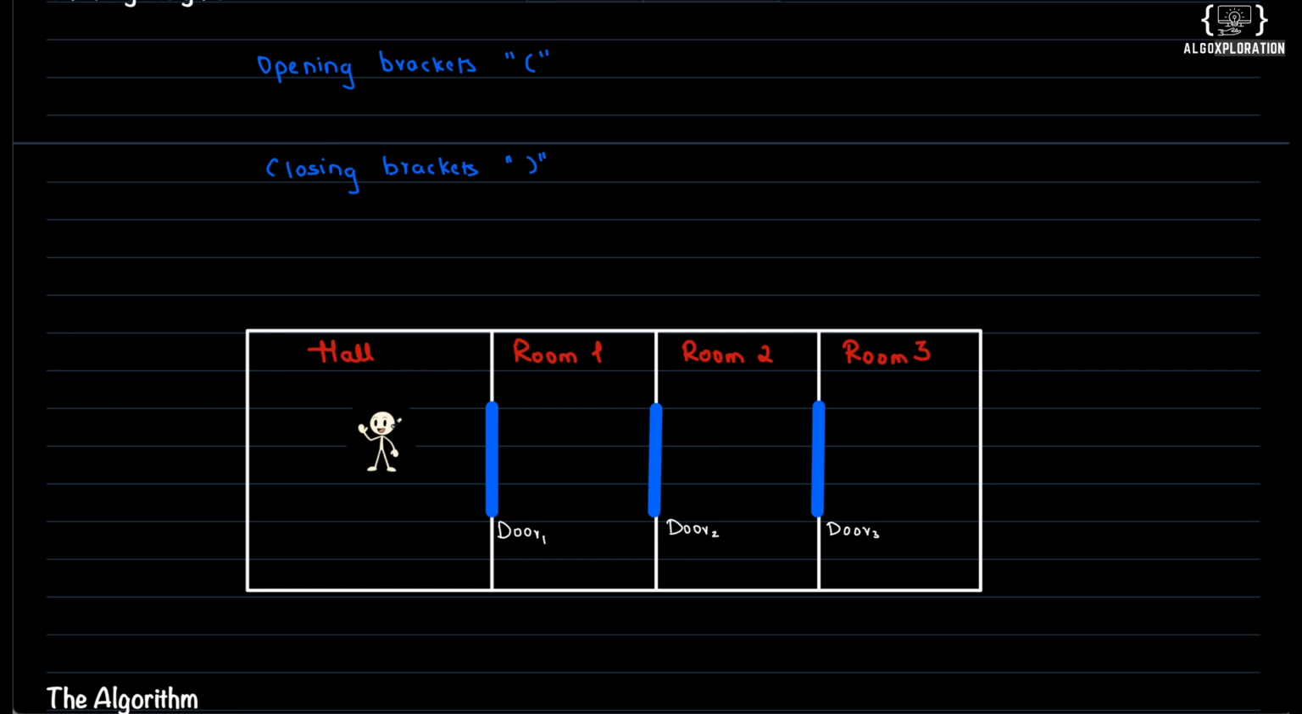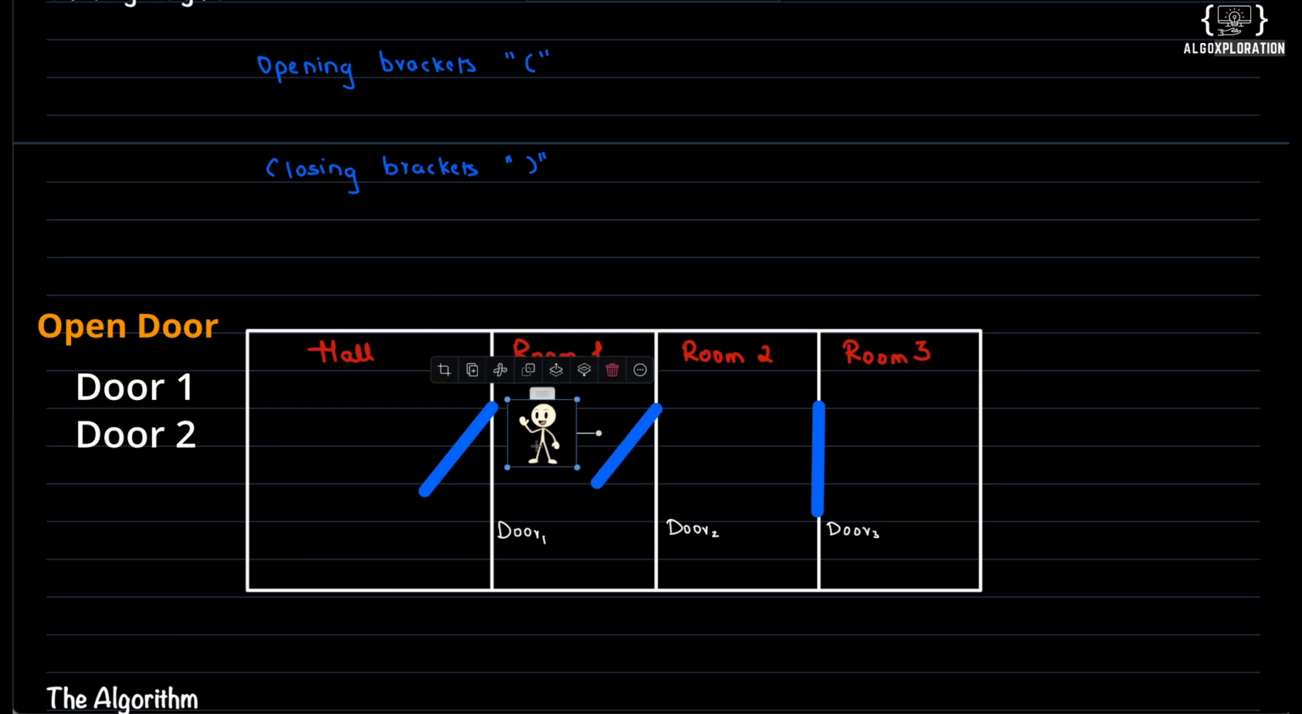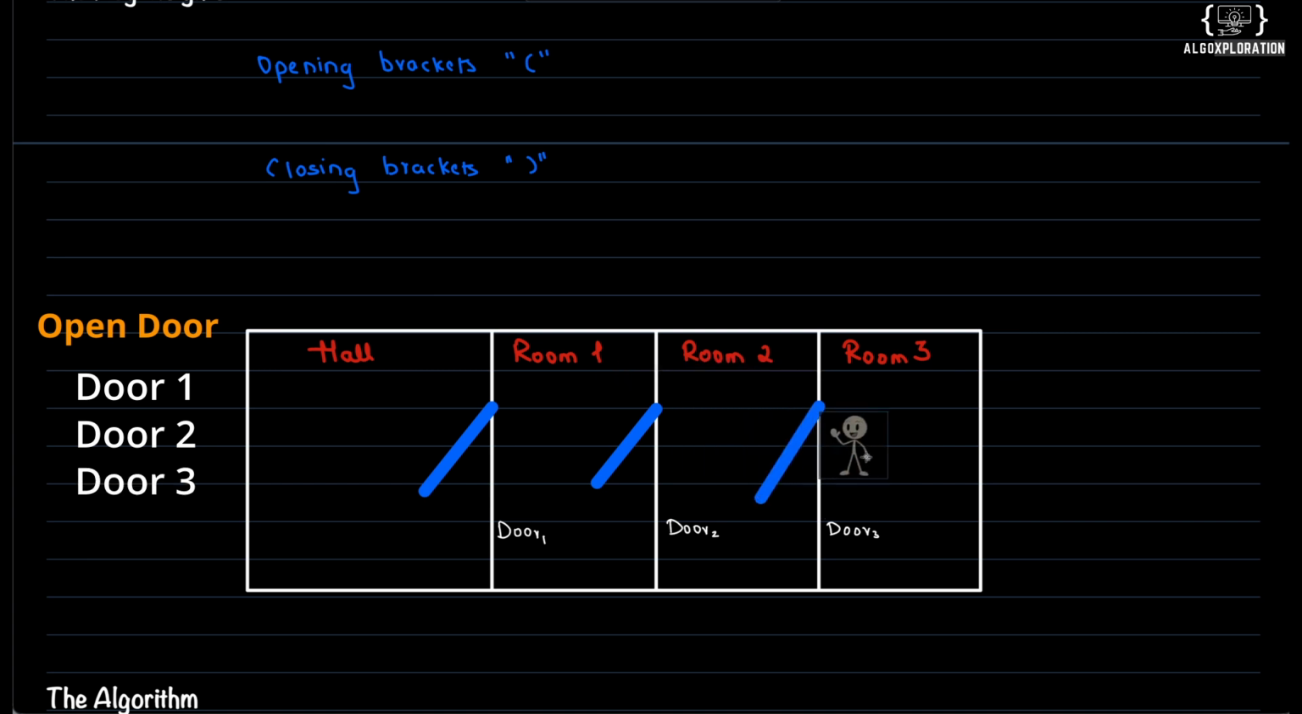So there is a guy, okay, and he wants to enter every one of 3 rooms. If he wants to enter room 1, he will open door 1 and then enter inside it. And when he wants to enter room 2, he will open door 2 and enter room 2. Similarly, when he wants to enter room 3, he will open door 3 and enter inside room 3.